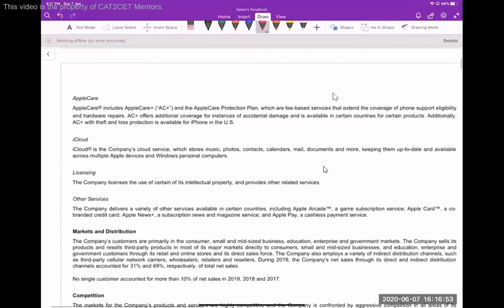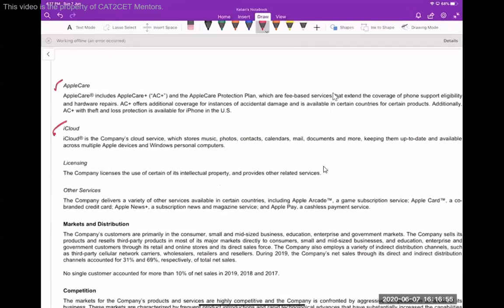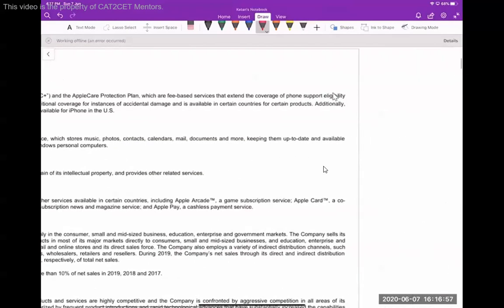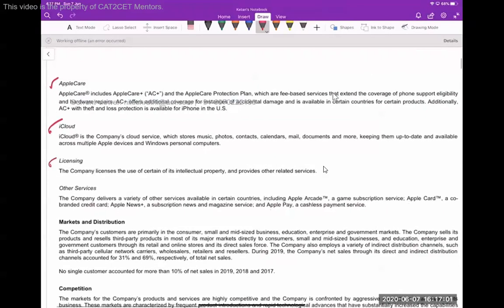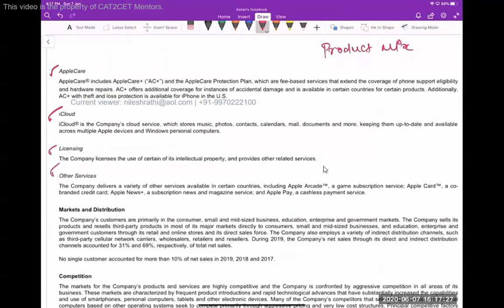They make money from here. They've got iCloud, which is like a yearly membership they have. They also make money from licensing and other services, whatever they have. So here, it's quite important that you understand the product mix very well.